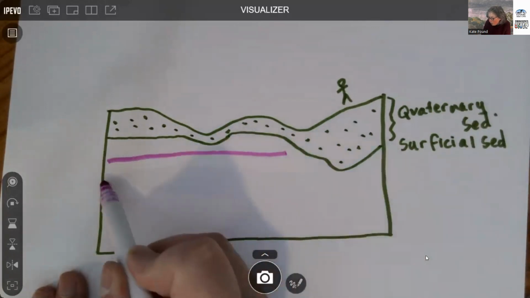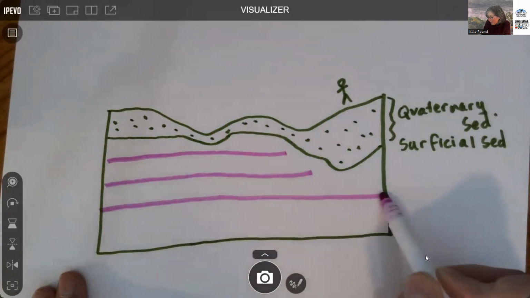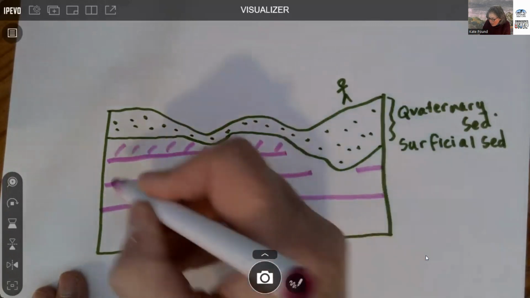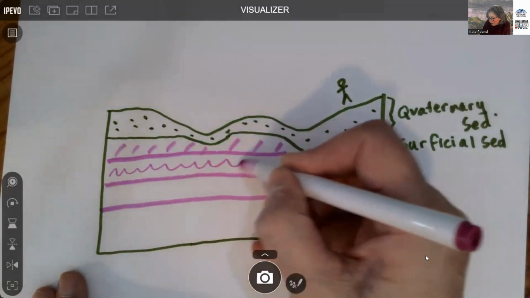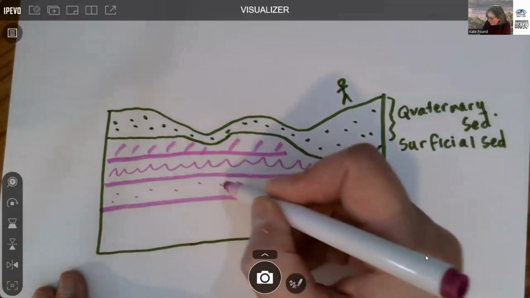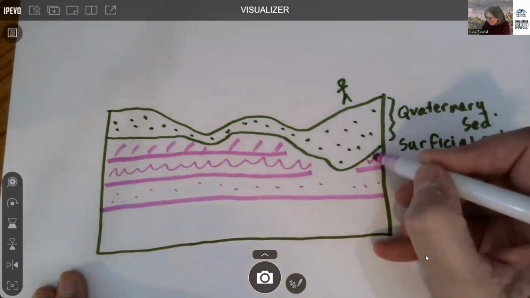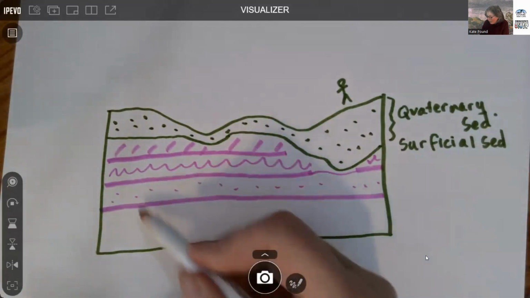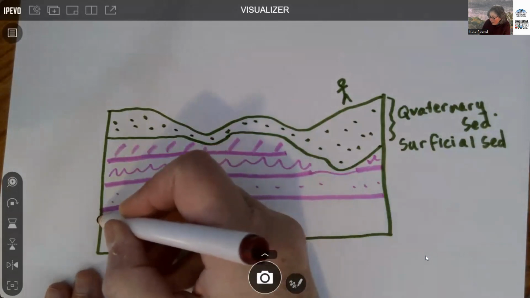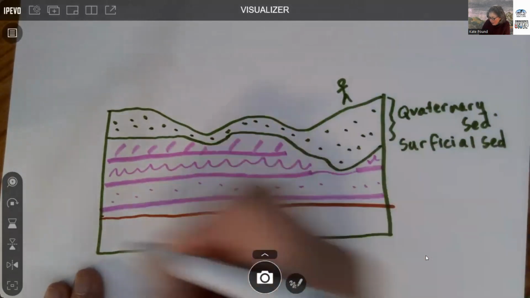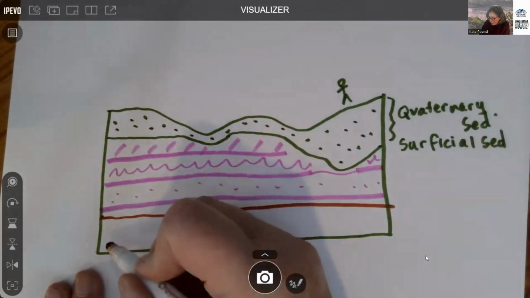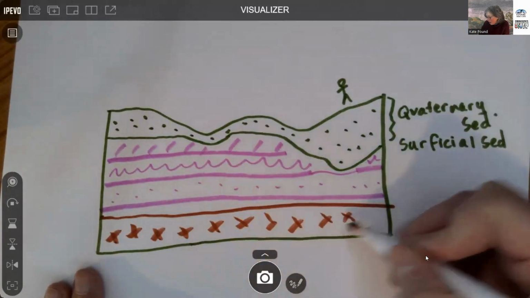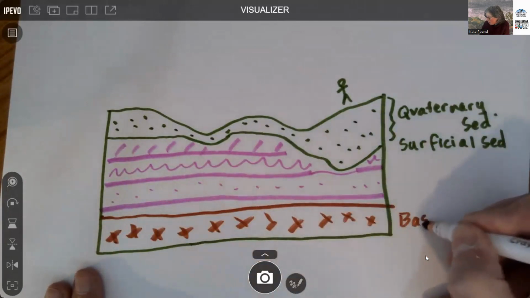I'm just going to draw a series of flat layers of rock for our purposes. I'm going to show them with slightly different patterns here, but they're continuous across the area. And then the boundary with whatever the basement is, I'm going to make that a pretty horizontal line, and I'm going to show it with these little crosses. So this is basement.